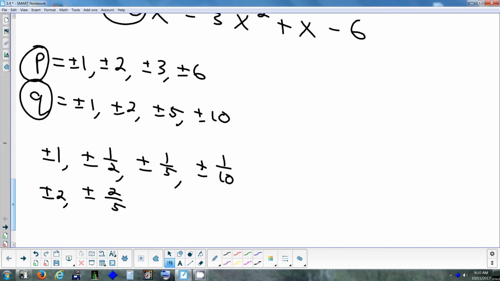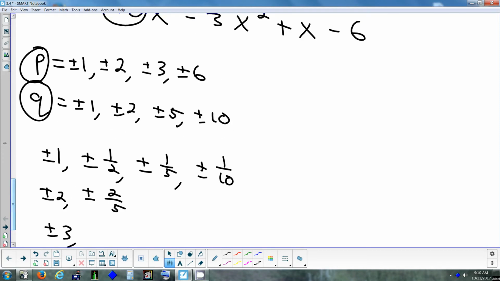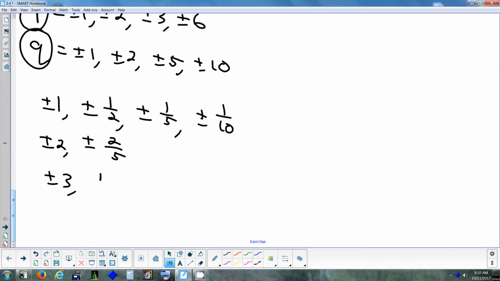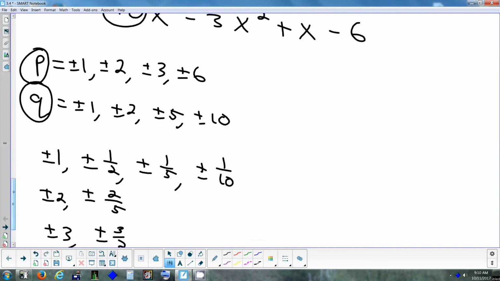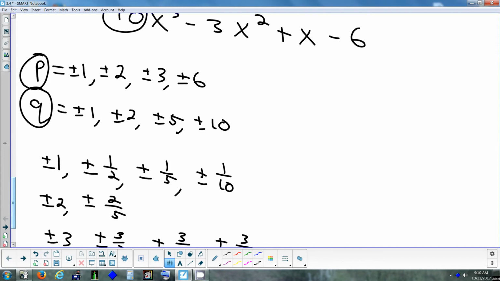Okay, so the next one, now we're going to do 3 over all the different options. So we get plus or minus 3. What would be next? Yep, we don't have 3 over 2. Yep, next one. 3/5. 3/5, and the last one? 3/10. 3/10, perfect. And the last one, 6 over all the different options.